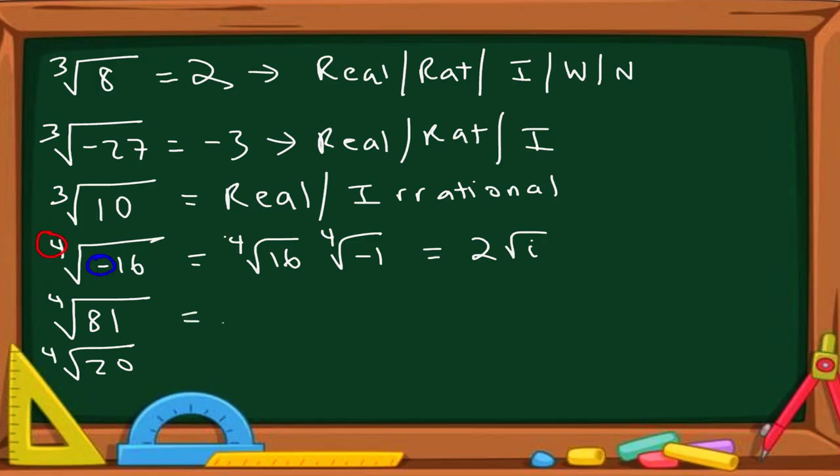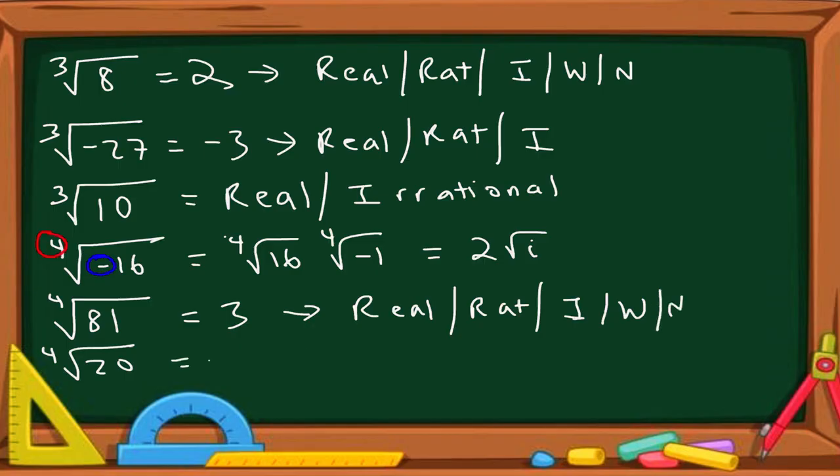The fourth root of 81 is simply 3. 3 times 3 times 3 times 3, 4 times, is 81. So that makes it real, rational, it's an integer, we have a whole number, and a natural number. The fourth root of 20, that's 20 raised to the 1/4. That's 2.114742527, and I'm sure it's going to continue. So it's a real number, but it's an irrational number.